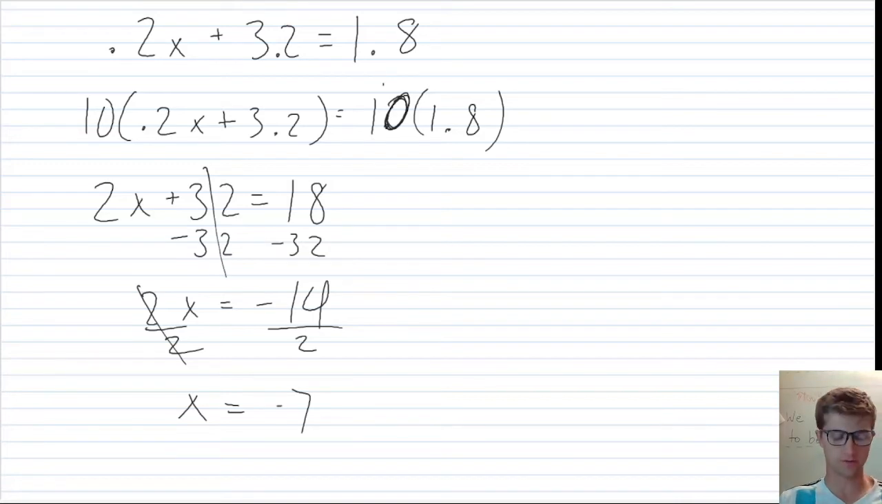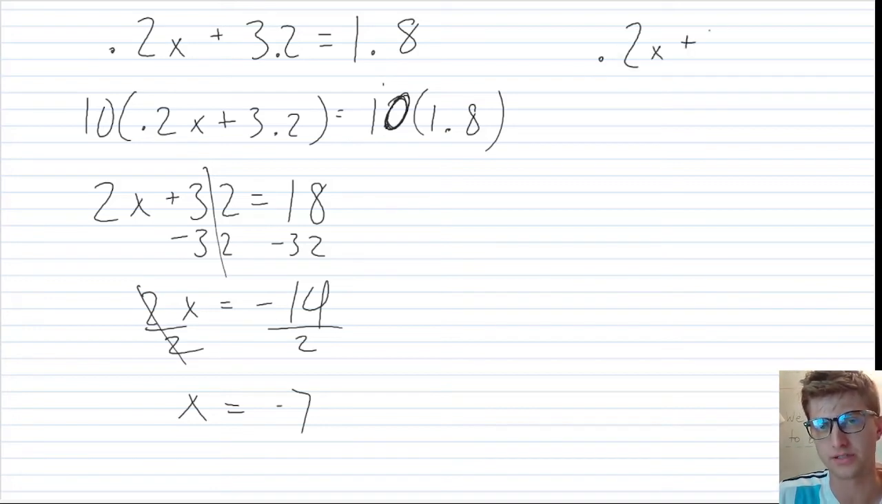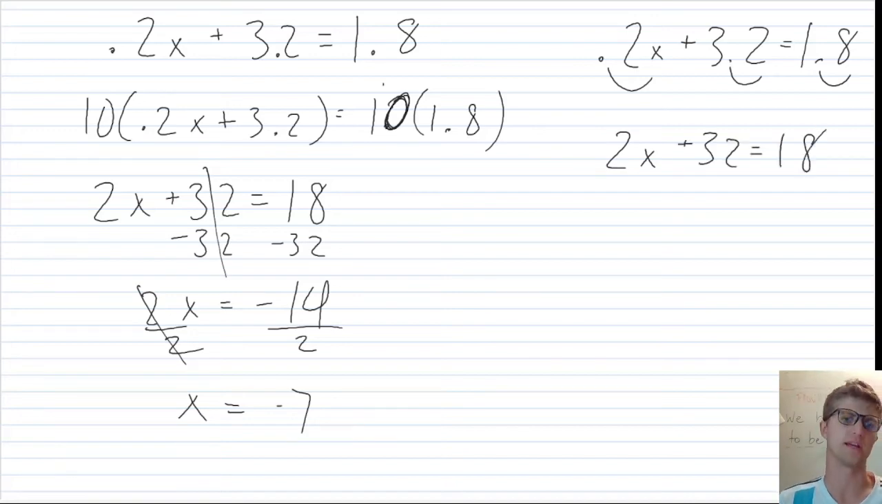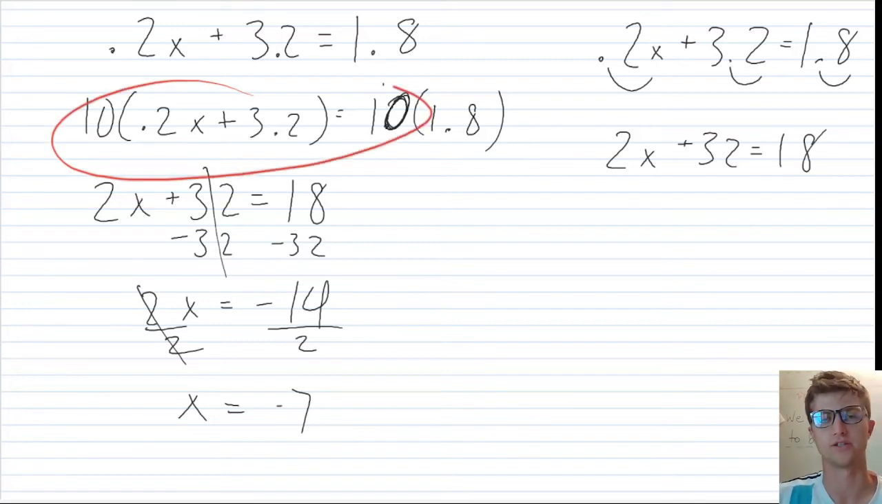Now, the shortcut way: what's the most number of decimal places we have? We have one. So let's go ahead and just rewrite it. Move the decimal over once for all these. 2x plus 32 equals 18. And that way we can save the extra step where we have to distribute by 10. We're doing the same thing, we just take our shortcut.